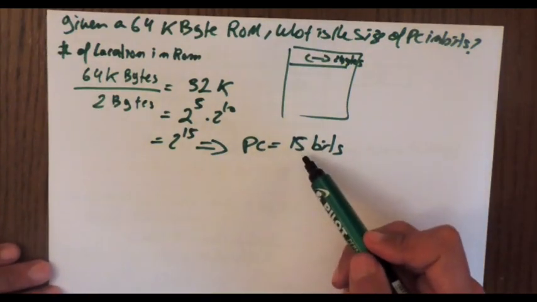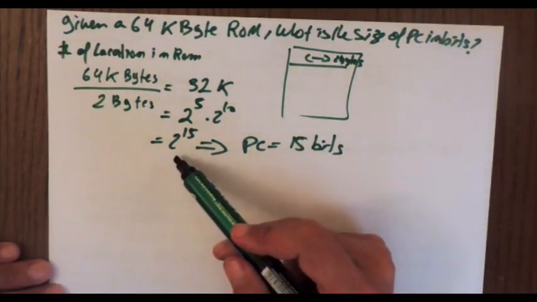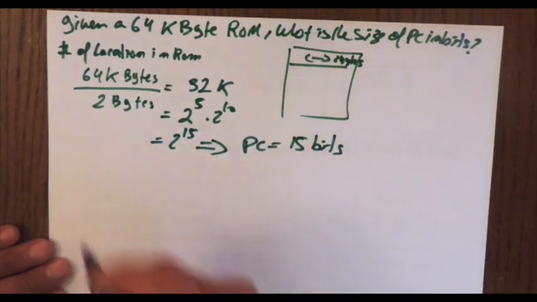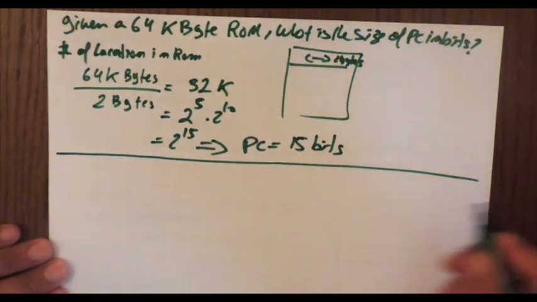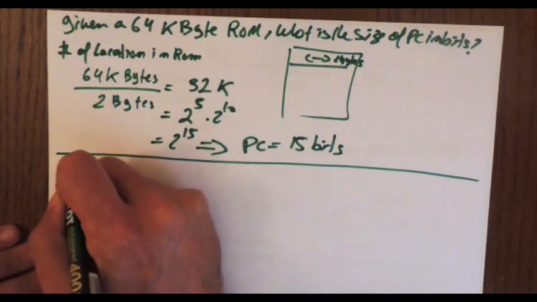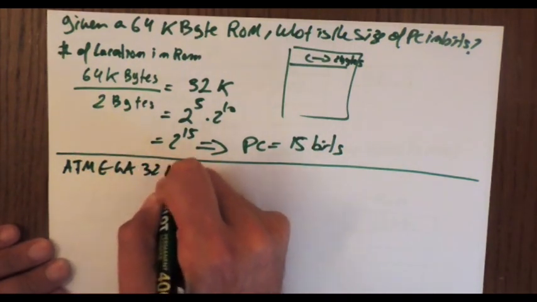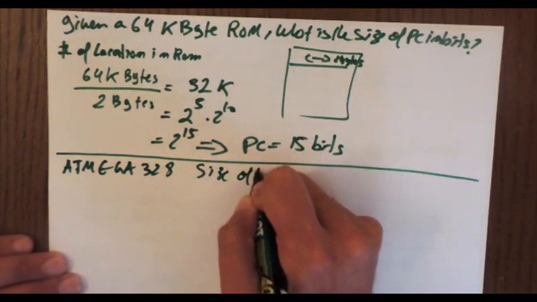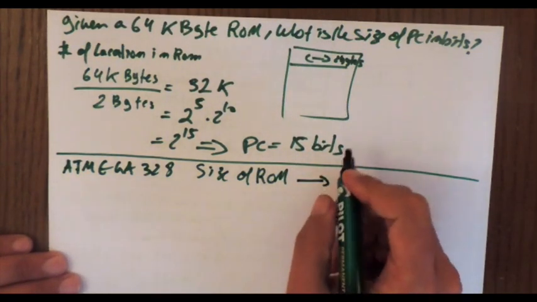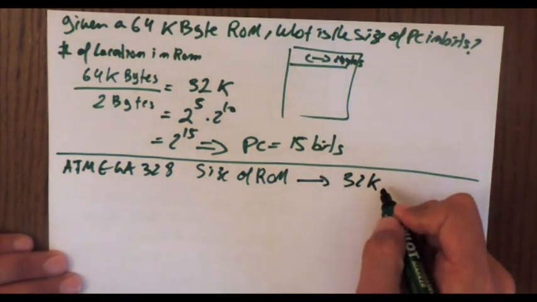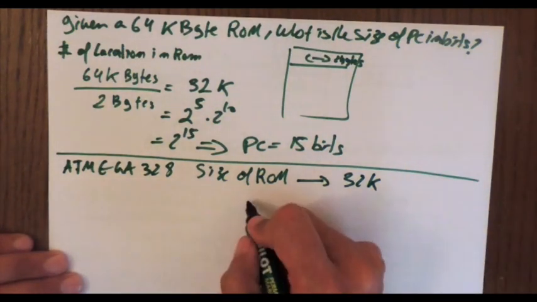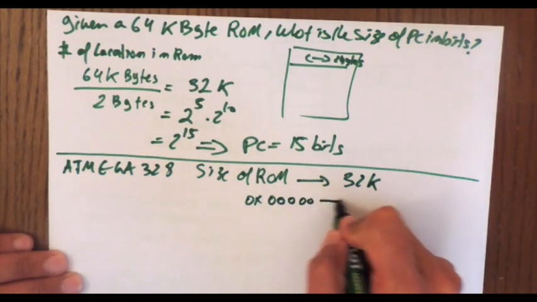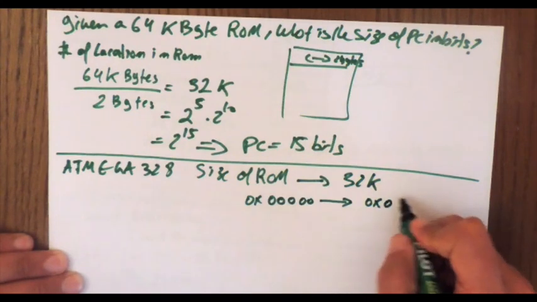If I have 15 bits, I just take the powers of 2 and then multiply it by 2 bytes to account for the size. Now for the Atmega 328, which is the microcontroller we are using, if you look at the data sheet, the size of the ROM is going to be 32K. This means the address goes from 0x0000 to 0x3FFF.